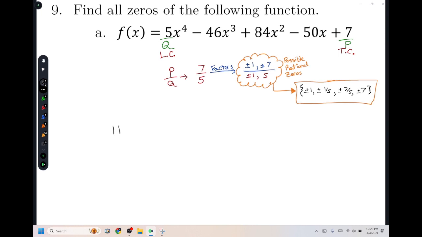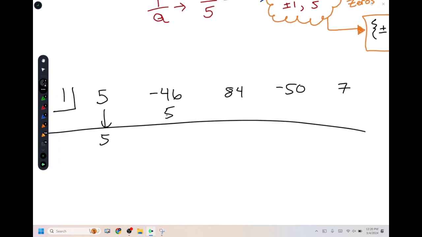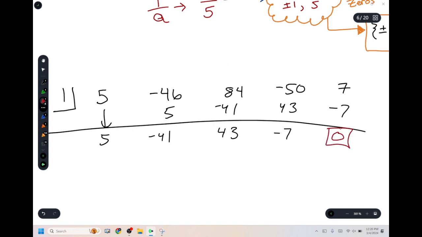All right, let's do it. 1, backward cell. 5. -46? This is the ugliest thing in the world. Drop it down. Someday you too will be super fast at synthetic dividing. Come to office hours and we can make that happen. Ready? 3, 2, 1, 5, -41, -41. Dang. Someday. 43? Positive? 43? -7? Look at that. That's my favorite thing in the world. We got a 0 in the bottom right.